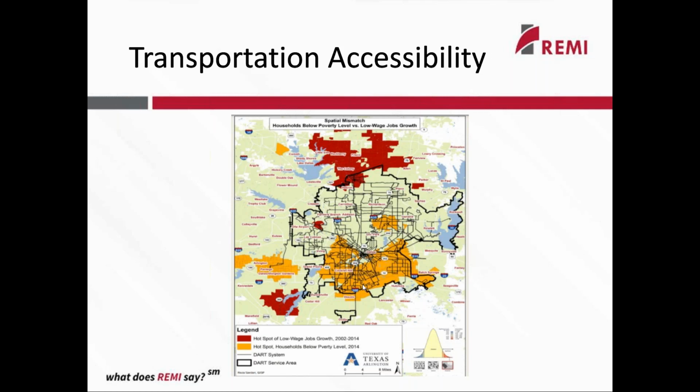So this spatial mismatch really captures that. I would say that missing link between the people who need these jobs and where the jobs are located. So transportation, quality, accessible transportation is really needed to connect these communities with job opportunities.